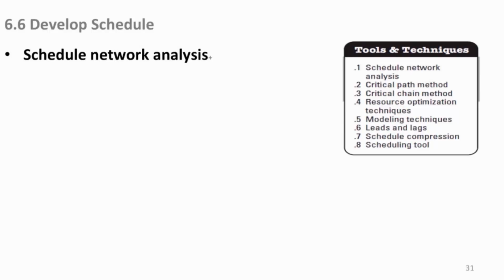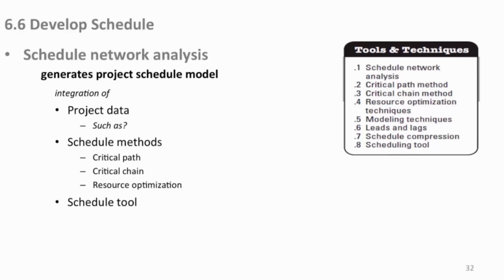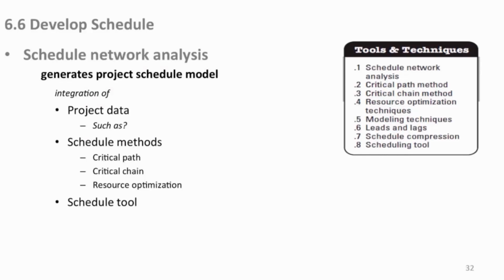Schedule network analysis is a big tool and technique. What's involved with that? This generates our project schedule model, which is an integration of all of our project data and all of our scheduling methods that we choose to use, and the scheduling tool integrates them all. Project data, what is that? That's one of the 6 or 7 definitions you need to know. Project data is your start time, stop time, duration, cost, who's involved, milestones, constraints, things like that. With your schedule model, which may be critical path or critical chain, you may optimize resources, using tools that we'll see examples of coming up, and the tool itself. All of that together gives you the project schedule model.